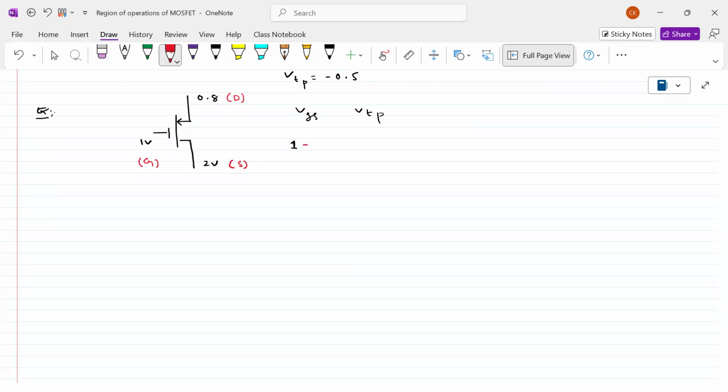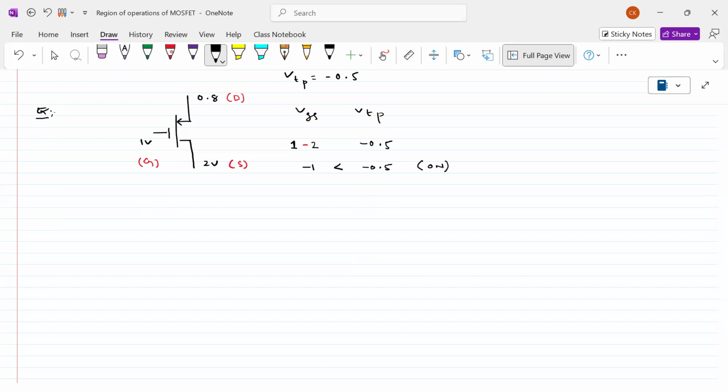Now, what about VGS? It is 1 minus 2 volts, which is minus 1. VTP is minus 0.5. What can we say? Minus 1 is less than minus 0.5. That's the reason why it is on. The transistor is said to be on.